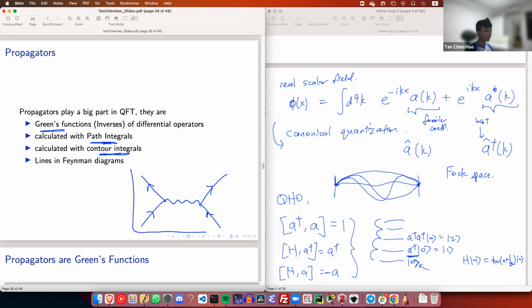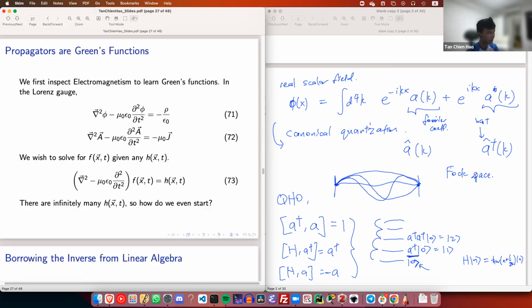And this entire Feynman diagram is actually equivalent to a particular integral of some of the propagators, right? Propagator, and then this will be propagator, along with some exponentials. So by understanding propagators, we'll be able to understand part of our Feynman diagrams already. So mathematically speaking, what are propagators? They're Green's functions, and what are Green's functions? It's a technique to solve differential equations.